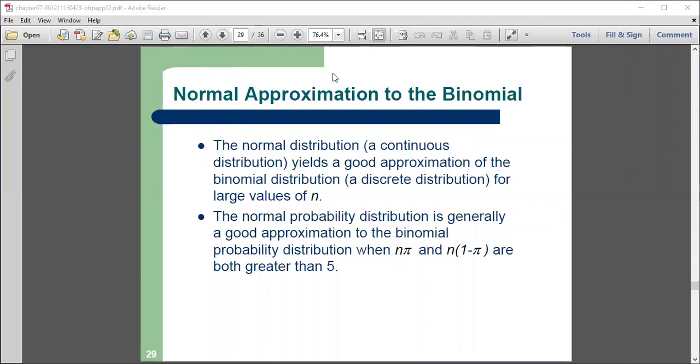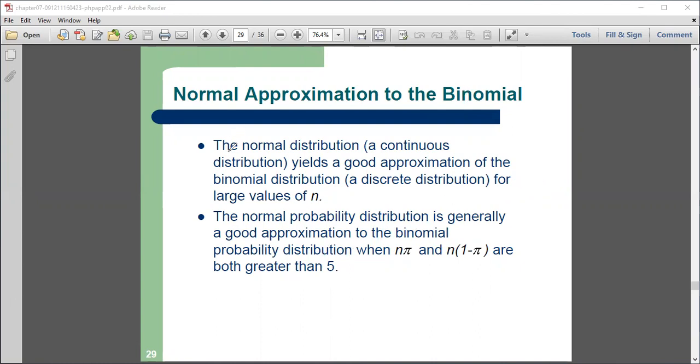In this lecture, we will see how the normal approximation to the binomial distribution works, whereas the normal distribution is a continuous distribution and the binomial distribution is a discrete distribution, for large values of n. And why are we taking it only for large values? Because when n is large, the binomial probability distribution takes a symmetrical shape.